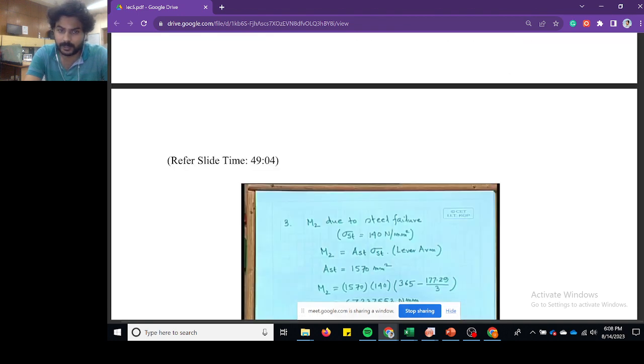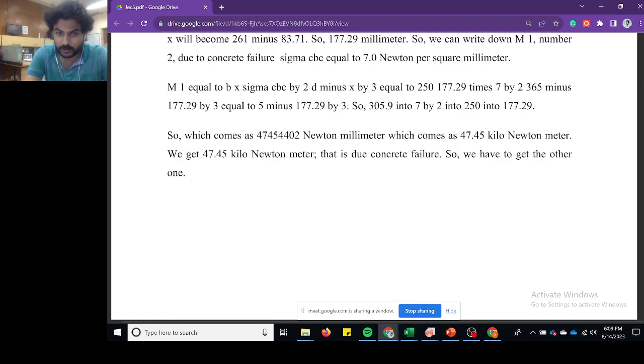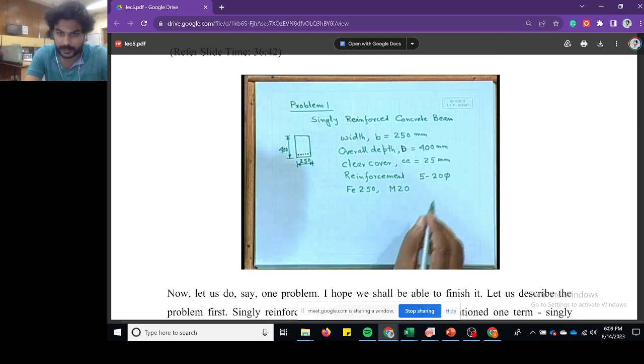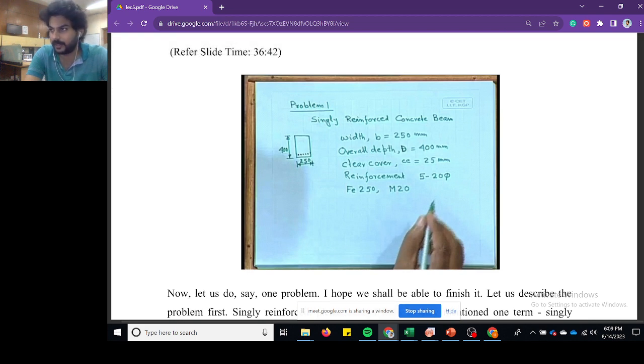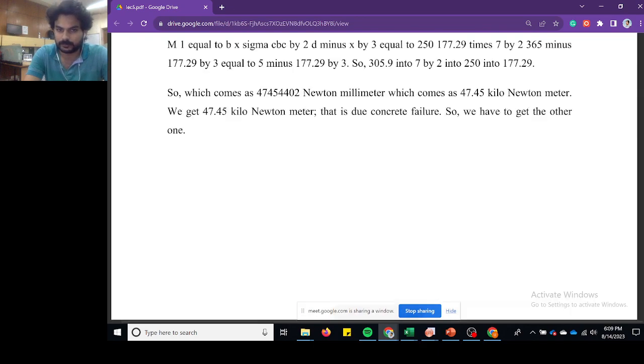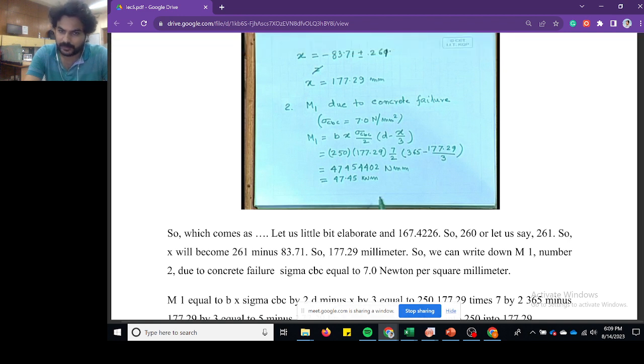Now the failure due to steel failure: sigma st they have taken again from the table, and they have put it there. Ast, how have they calculated Ast? 1570. Let us see. Yes, 5 bars of 20 diameter they have given here, as you can see. So we can calculate the total area of the steel.